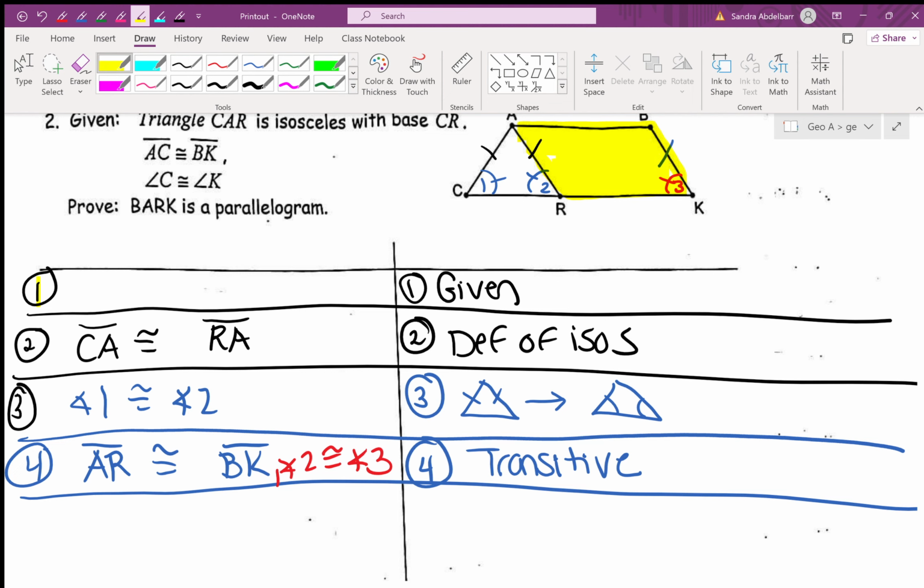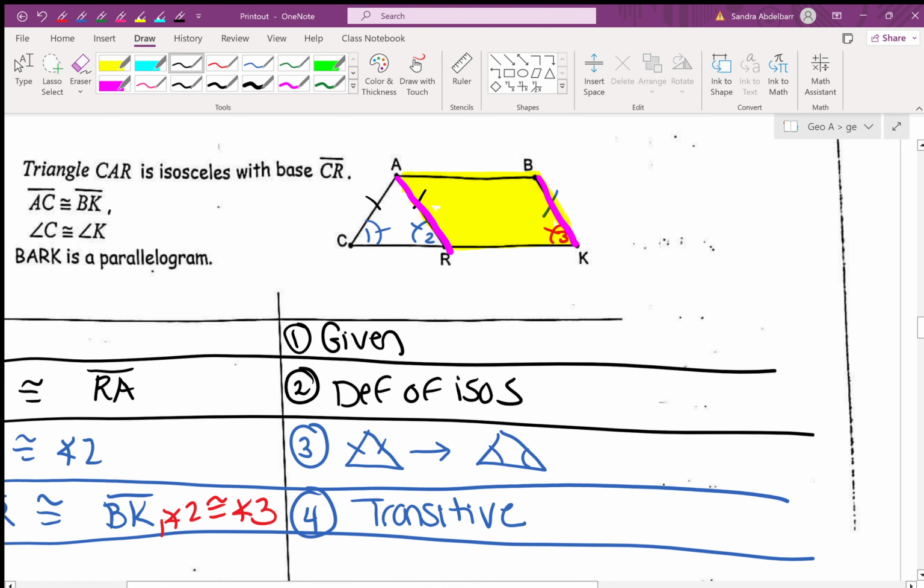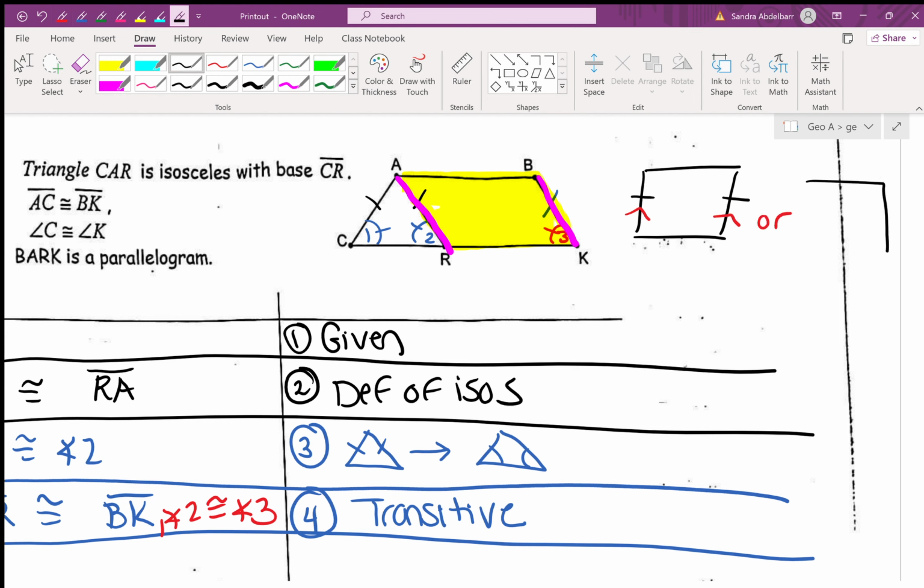Well, there's 5 ways of proving a parallelogram, right? But what stands out to me is that I already have that AR and BK are congruent. Do you all recognize that? All right, so then I'm going to just focus on the ones that have congruent sides. So if we have this, we could either get the same side parallel, or we can get both pairs of opposite sides congruent. Do you agree? Those are the 2 that deal with the opposite sides.